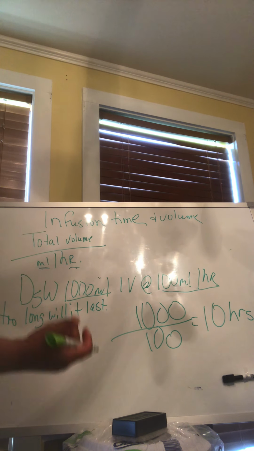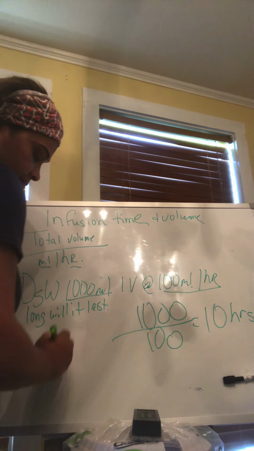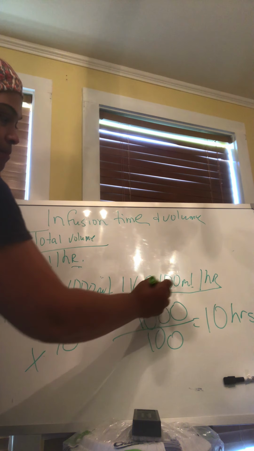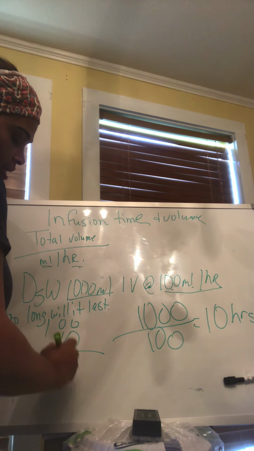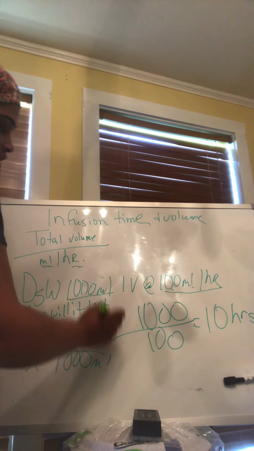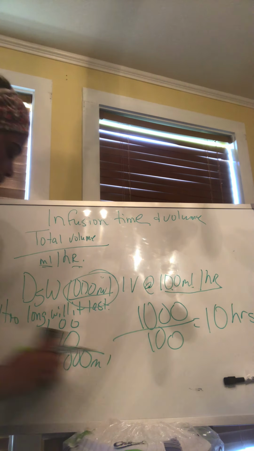Okay? To check yourself with that, all you have to do is take 10 and multiply it by the milliliters per hour, which is 100. And you should get 1,000, which is what our original volume is asking. Okay?